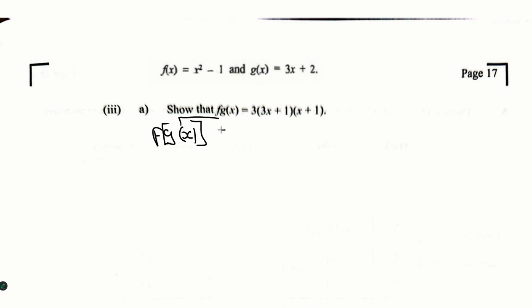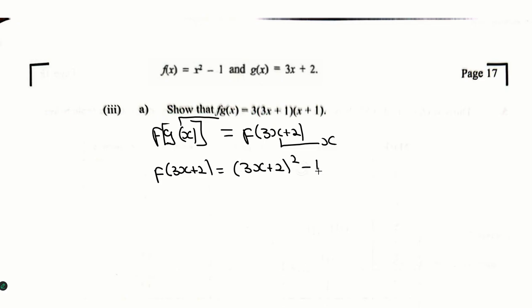So we know g of x, this is actually equal to f. And what is g of x? 3x plus 2. And I said whatever is in my bracket is what x is equal to. So x in my function f of x would be equal to 3x plus 2. So wherever I see x in my function f of x, I'm going to put 3x plus 2. So that means f of 3x plus 2 would be equal. So instead of x squared, we're going to replace it with 3x plus 2 squared minus 1.